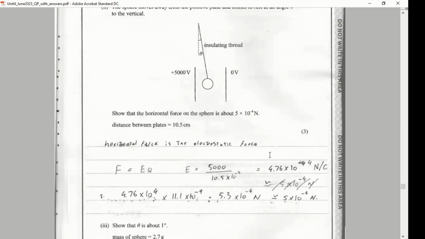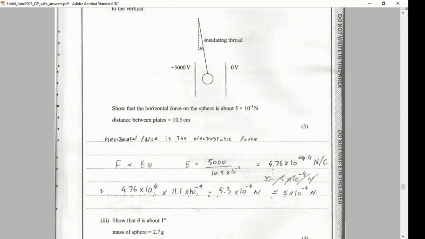When I first ran through this, I jumped and thought, oh, that's the same answer. It isn't, because my answer is 10 to the 4, not 10 to the minus 4. I then forgot to multiply it by the charge that we previously worked out. You now multiply the electric field strength by 11.1 nanocoulombs, and you get about 5.3 times 10 to the minus 4 newtons, which is close to the number given. There we go. Straightforward 3 marks.